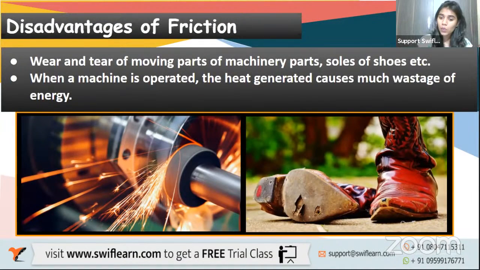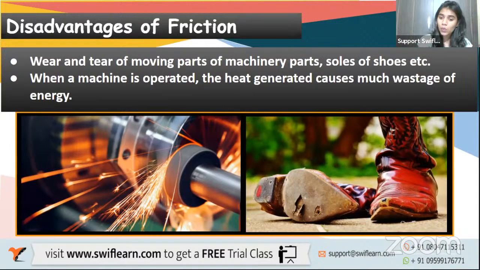Wear and tear of moving parts of machinery happens because of friction. Like, imagine you're wearing a chappal. You've bought a new shoe or chappal. You're wearing it. It works well for the first few months, maybe a year or two. After that, what will happen? The sole of the chappal or the shoe will get damaged, right? Why does the sole get damaged? It is because of friction.